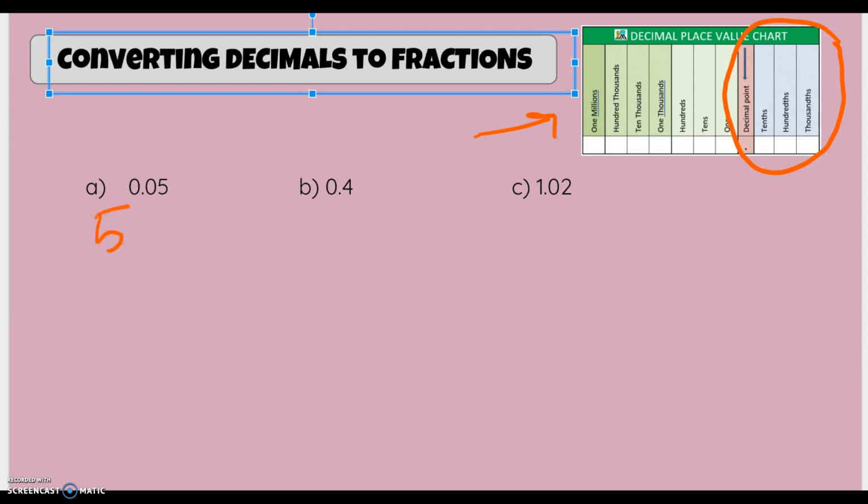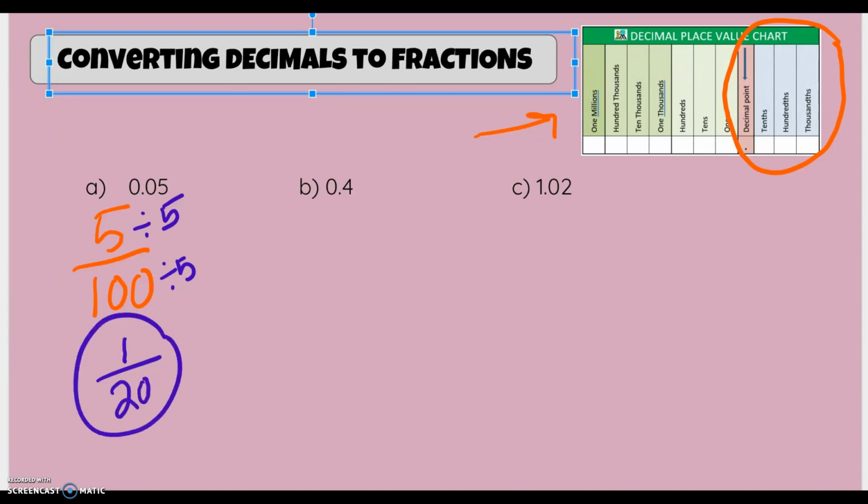So I can rewrite this as 5/100. Okay, now this is a fraction, so that's our first step. But remember, with fractions, you always need to reduce your fractions. So I know that 5 and 100 are both divisible by 5. So if I divide 5 divided by 5 in the numerator, I get 1. And 100 divided by 5 gives me 20. So this is my best answer.